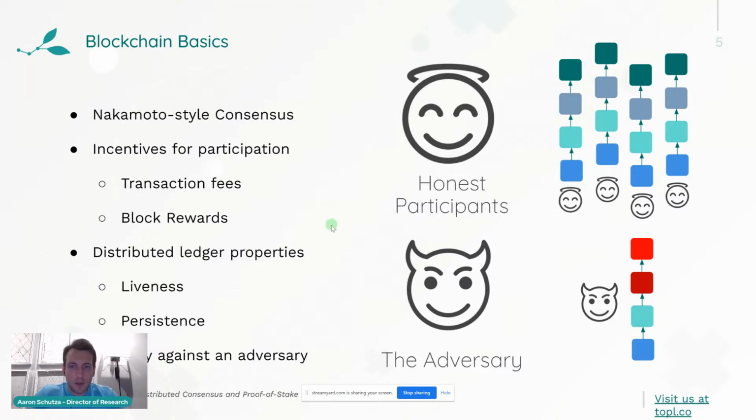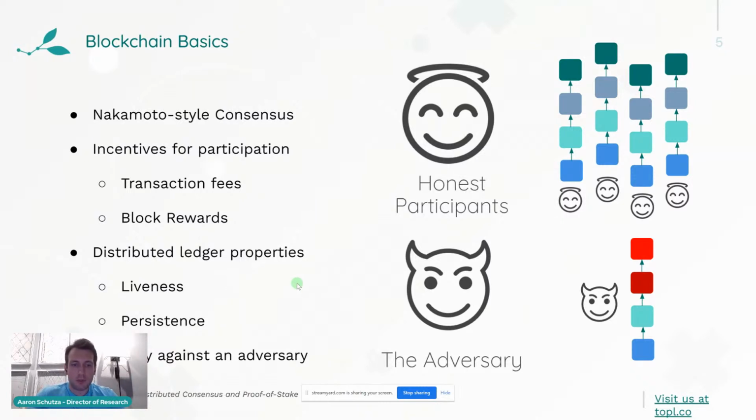So the distributed ledgers that are sustained by these blockchain protocols have two properties that we're interested in for quantifying the security and the reliability of the underlying protocol. So that's liveness, and liveness corresponds to new information being confirmed, so the growth of the blockchain ledger. And then persistence corresponds to a history of events, a history of transactions that becomes persistent in time, that becomes immutable.